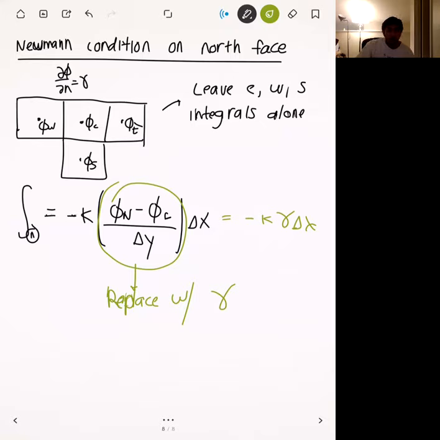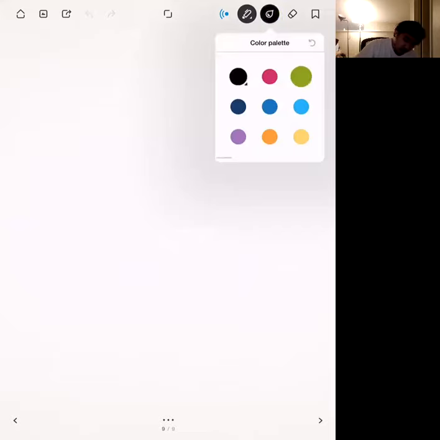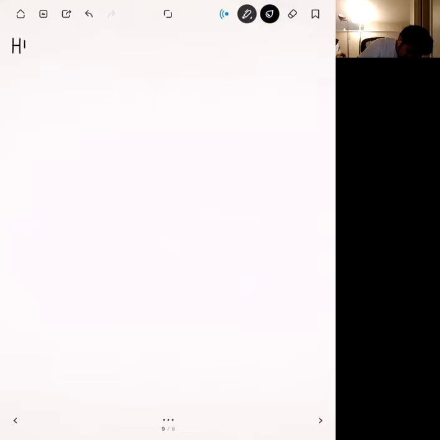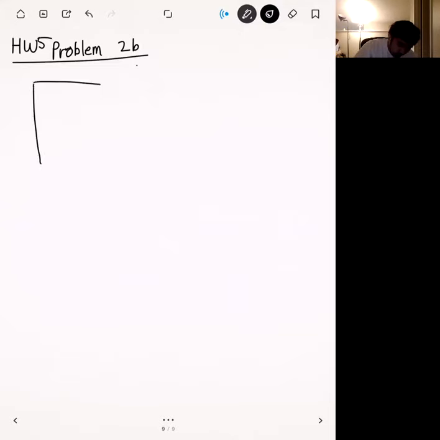Let me go ahead and do a little bit of the homework problem. This can be homework problem 2B. This is going to be homework 5, problem 2B. In this problem, we have a finite volume grid.